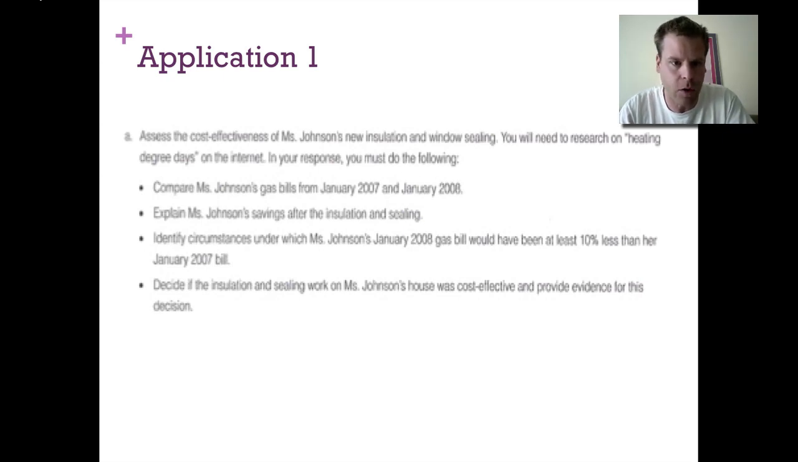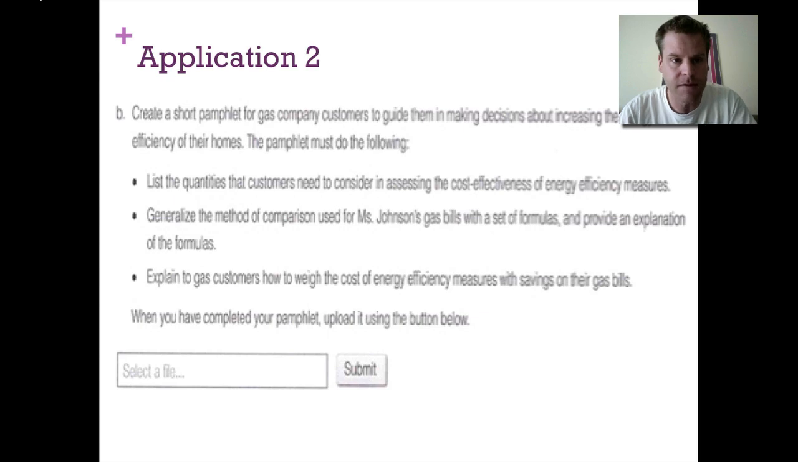Then you see application. First, they must assess the cost effectiveness of her new insulation and window sealing, and then there are these 4 bullet points. One of which says they need to include deciding if the insulation and sealing work was cost effective while providing evidence for their decision. Now that's just application page 1. Application page 2 has them create a short pamphlet for the gas company customers to guide them in making decisions about increasing the energy efficiency in their homes. And then the pamphlet has several items that needs to be done.